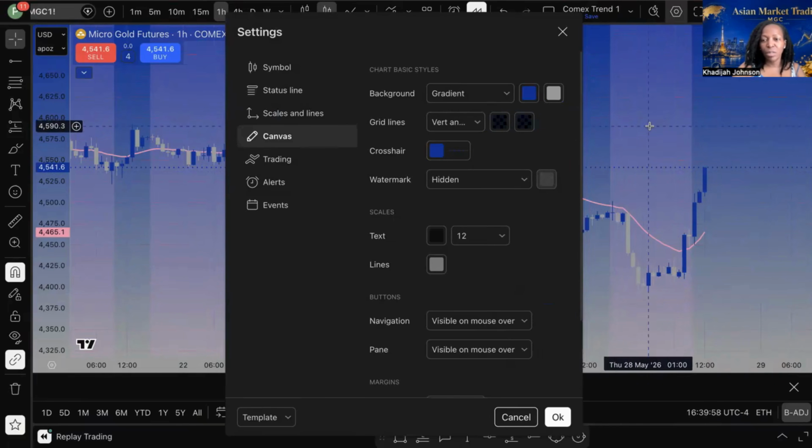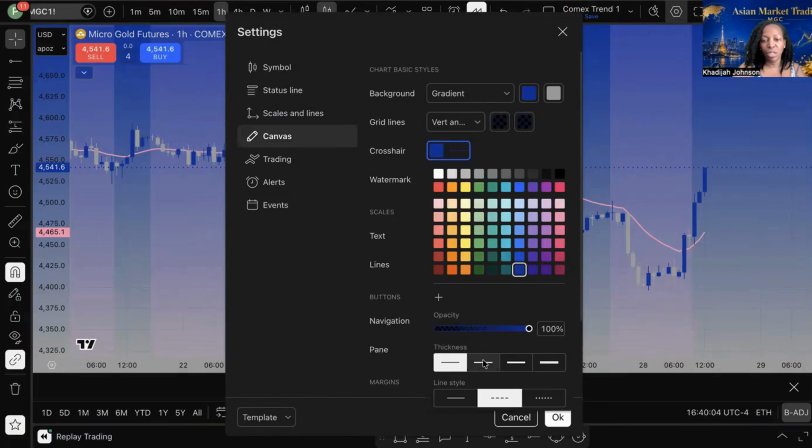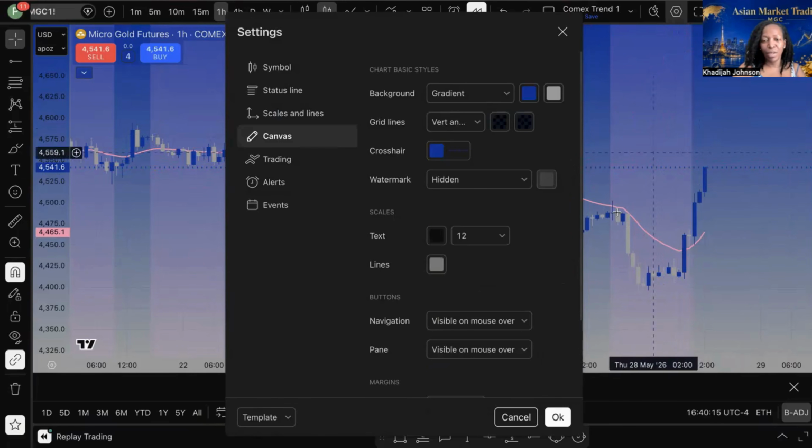You can do your crosshairs, where you can see this cross right here by my mouse. You could change the thickness of it. You could change the style. You can make it yellow. You can make it red, whatever you want to do. But I'm just sticking to blue. That's what I like. There you go.